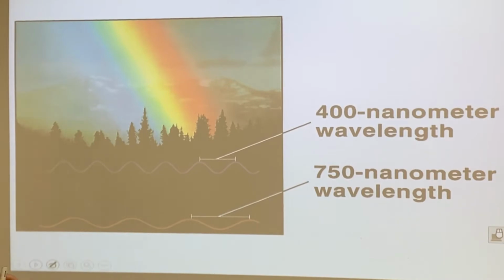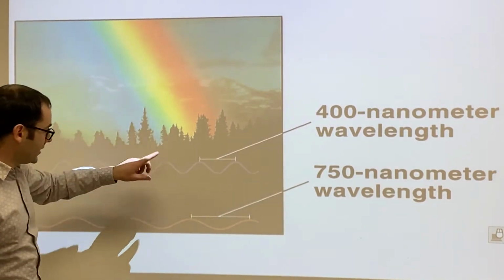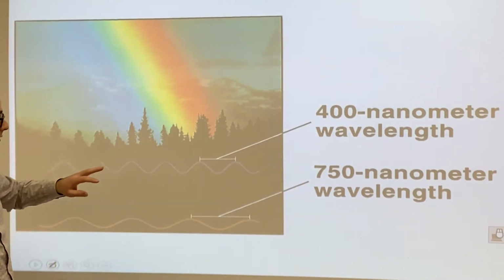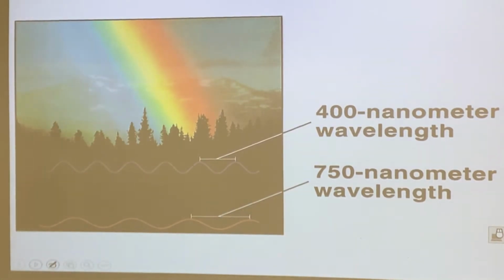Okay, so here you can see violet has a shorter wavelength, red light has a longer wavelength. Which one would have more energy? Violet. Yeah, the violet, right? Which one has a higher frequency? Violet, yeah, exactly. So you have violet: higher frequency and higher energy. Good.